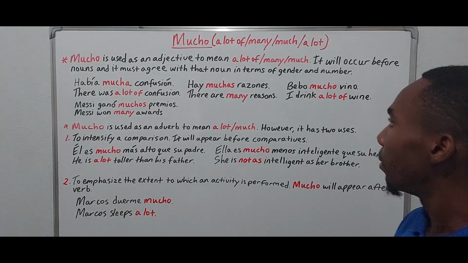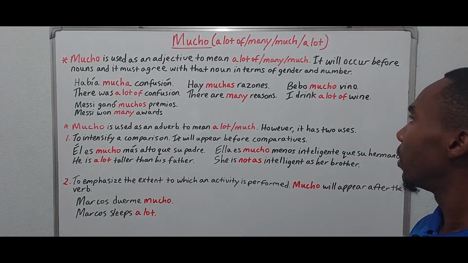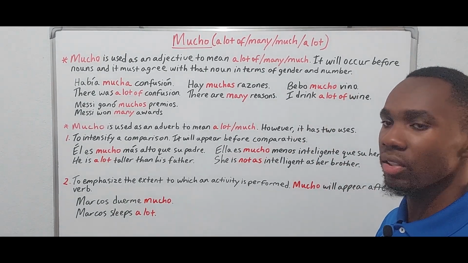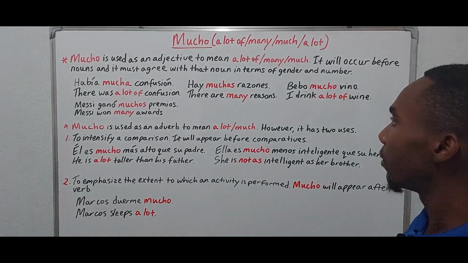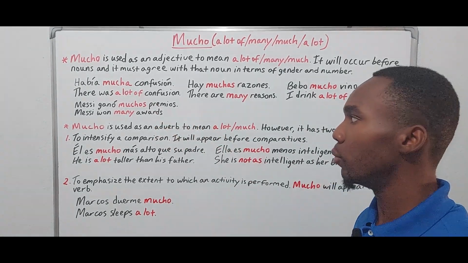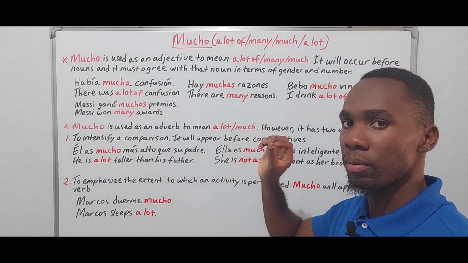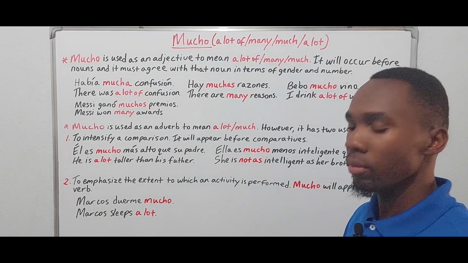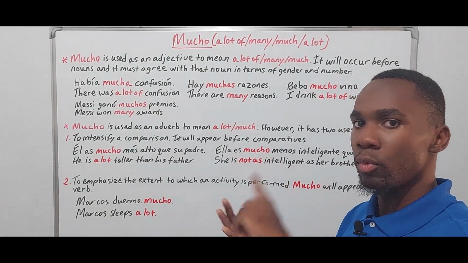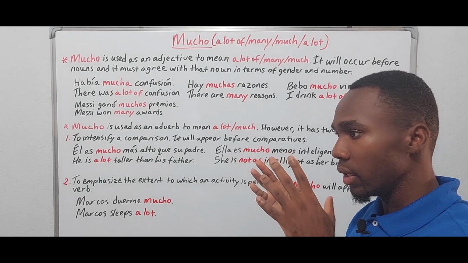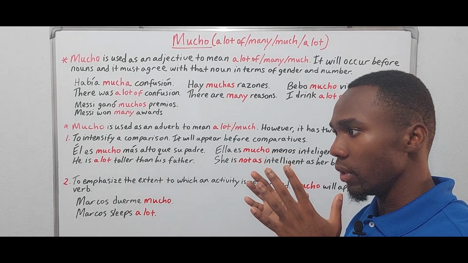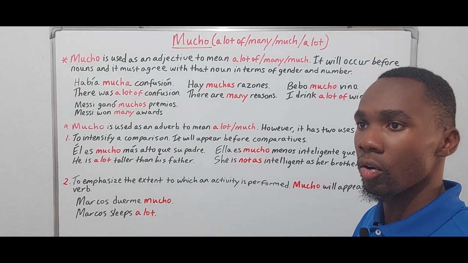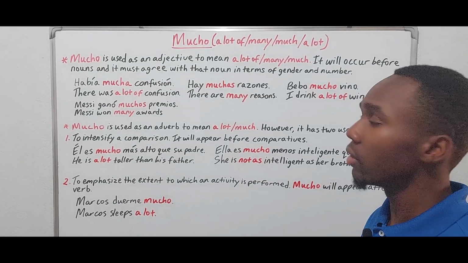And here, bebo mucho vino. I drank a lot of wine. Vino is singular and masculine, so it takes mucho. And we already did muchos. So when it comes to mucho being used as an adjective, there are going to be 4 varieties: mucho, muchos, mucha, and muchas. And the correct form of mucho is going to depend on the noun in this case.